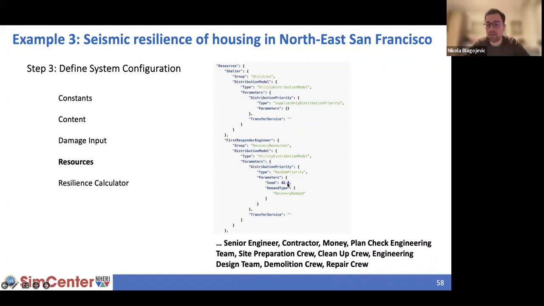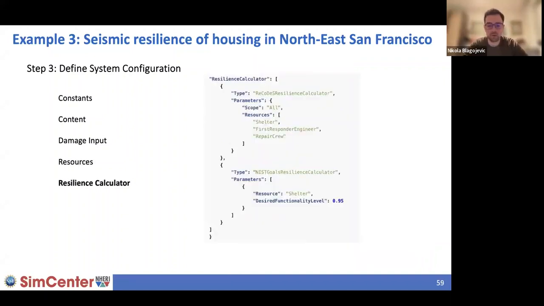You can also define the seed for this random shuffling of components when resources are distributed, so you can have some consistency between your simulations. If you want to debug or look at the results, it's easier to track. And then we can go to the resilience calculator classes. Once again, we have the iRe-CoDeS calculator and the NIST calculator.